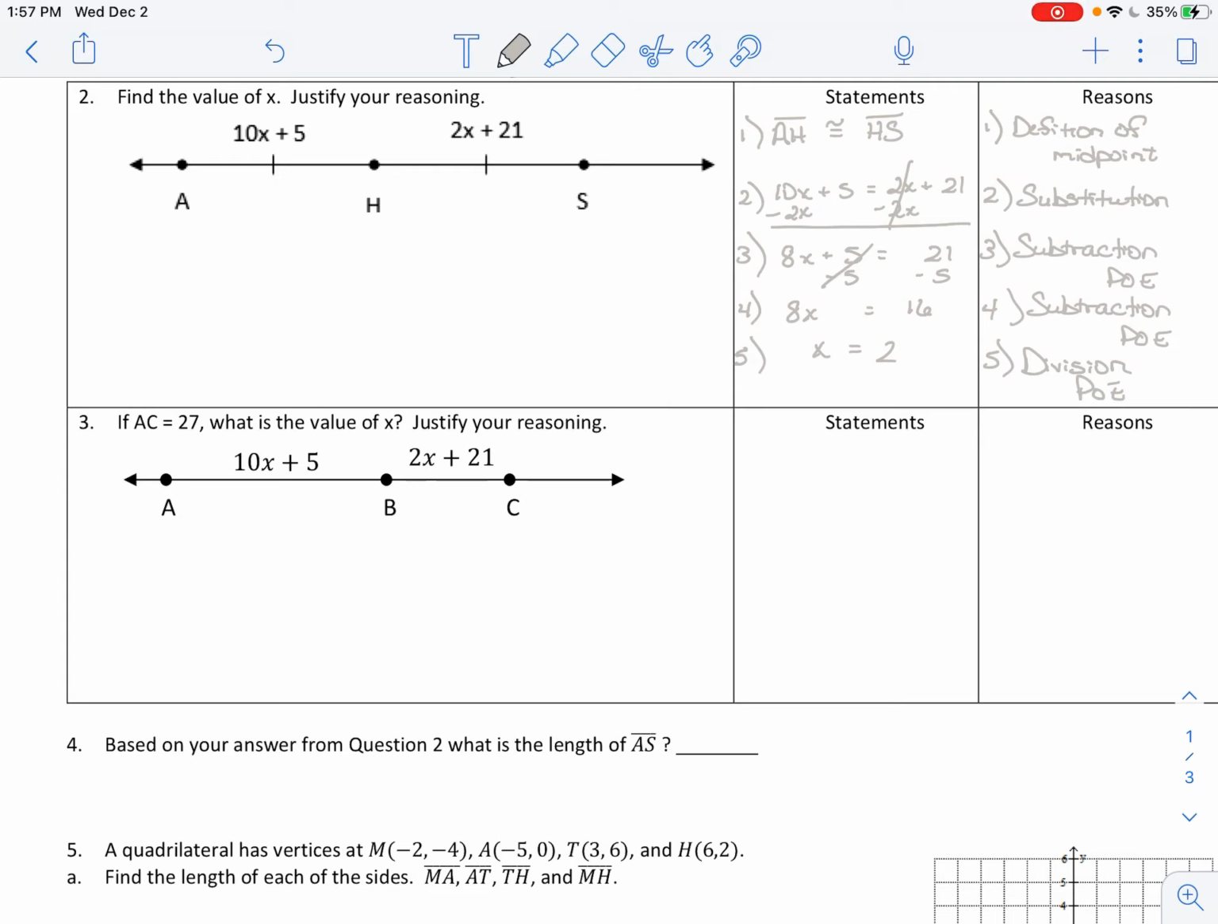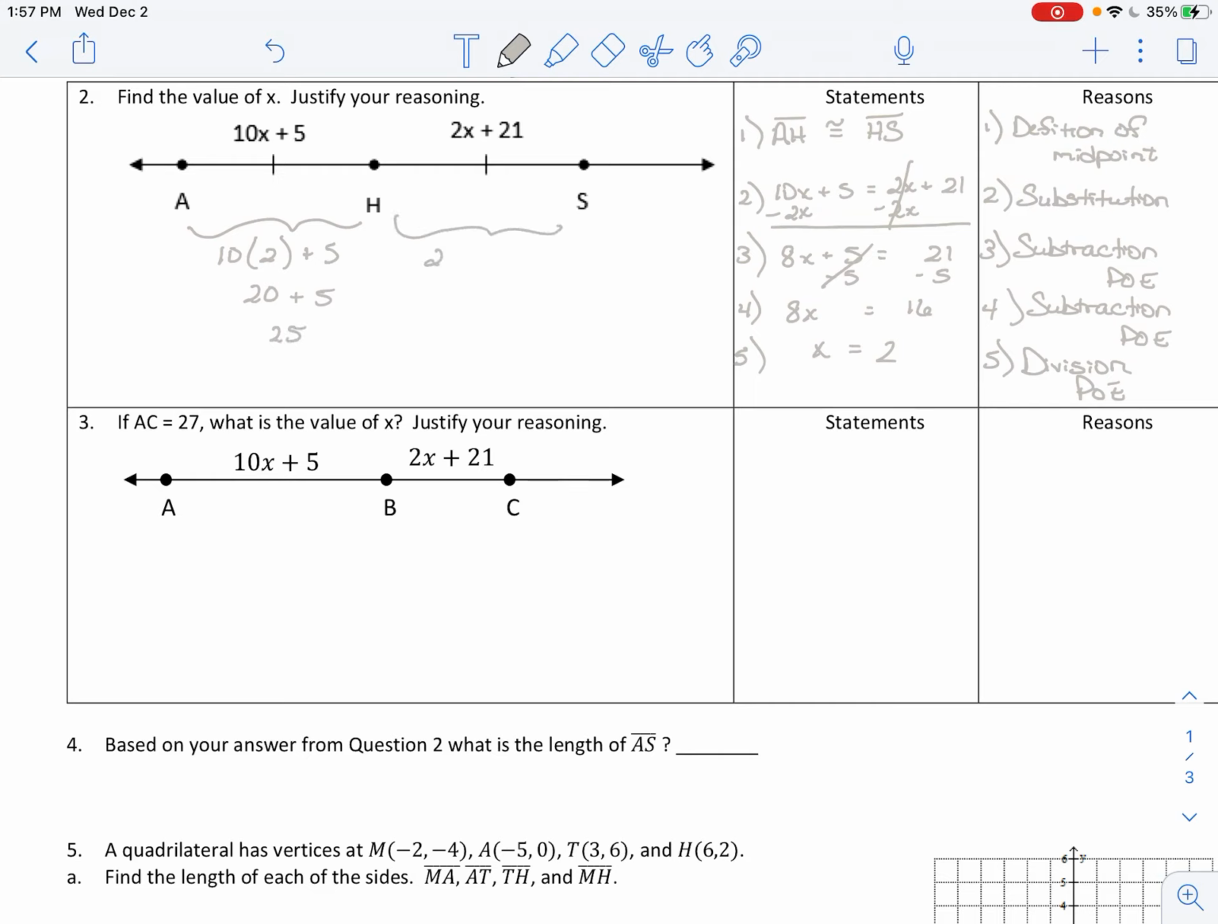I'm going to skip number 3 right now and jump down to number 4. Based off of this answer of 2, I want to find what's the whole length of this. I can't do that right now because I don't know what either of these little parts are, but I do now know what x is. So instead of 10x plus 5, I can write 10 times 2 plus 5. So I know that AH has a length of 25.